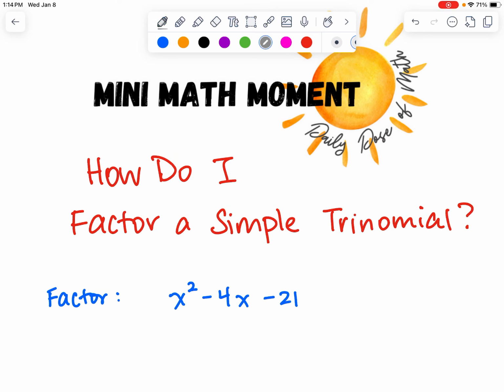How do I factor a simple trinomial? Now, there are a few ways out there. Some people do it with trial and error, but a lot of people do teach it using the product sum method or this product sum integer method.